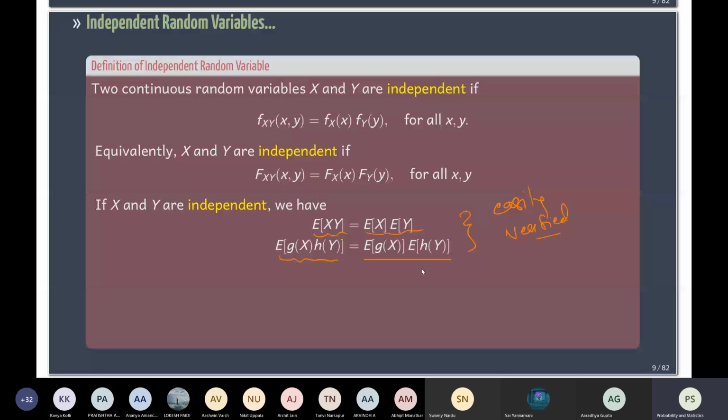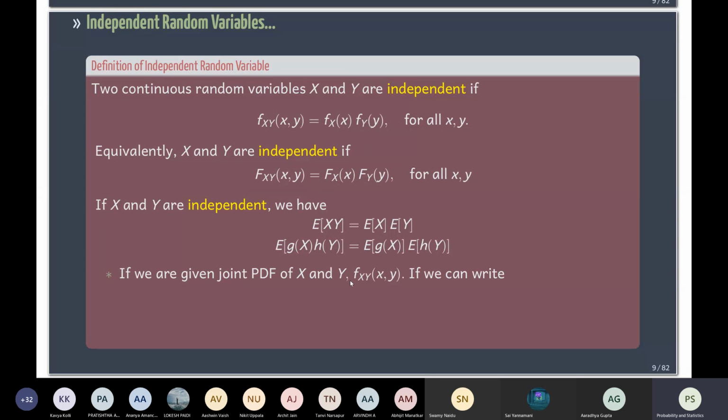I'm leaving this. So if we are given the joint PDF of x and y, and if we can write the joint like this, then we can claim that they are independent. That's how we have defined it anyway.